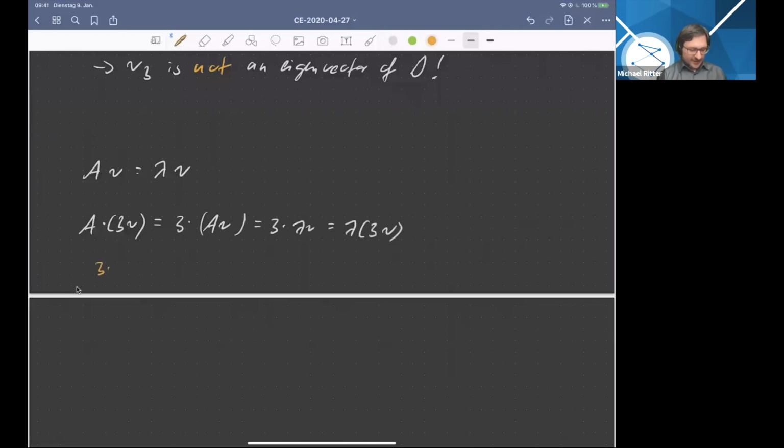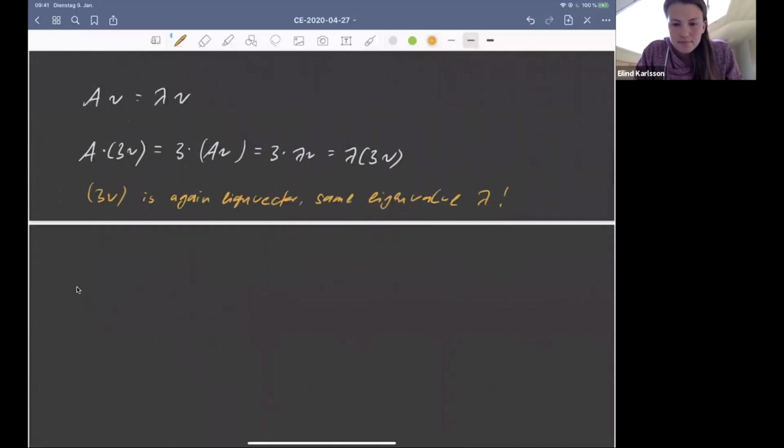So 3V is again an eigenvector, but the same eigenvalue applies. So the eigenvalue doesn't change. Okay, and of course you can use any scaling that you want. It's not bound to that 3. The argument always stays the same. So if you scale an eigenvector, the result is still an eigenvector, but the eigenvalue doesn't change. The only difference is, of course, you may not scale it with 0. 0 is not an eigenvector by definition. Okay, anything more? No more questions about the first one?